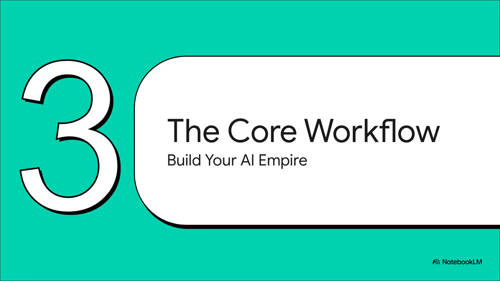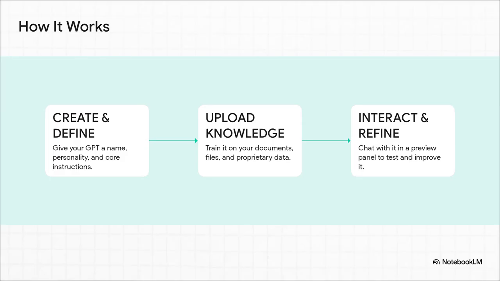Okay, so you're probably thinking, this sounds awesome, but how hard is it to actually do? Well, you might be surprised. The process is actually pretty straightforward. Let's walk through the core workflow right now. It really boils down to 3 simple steps. First, you create and define. This is where you give your AI its name, its personality, all its core instructions.